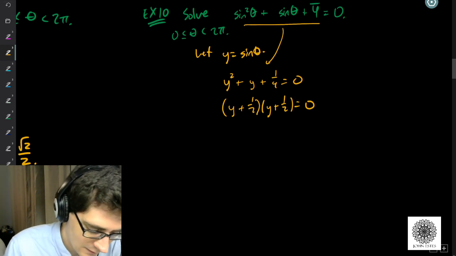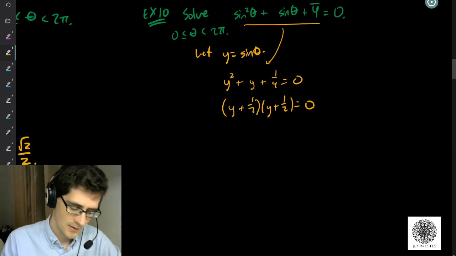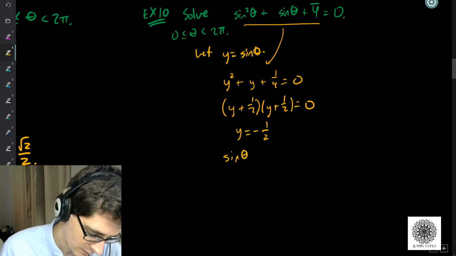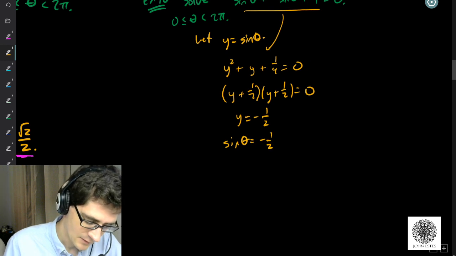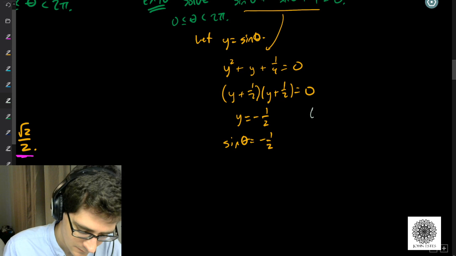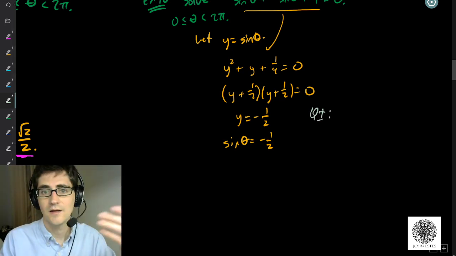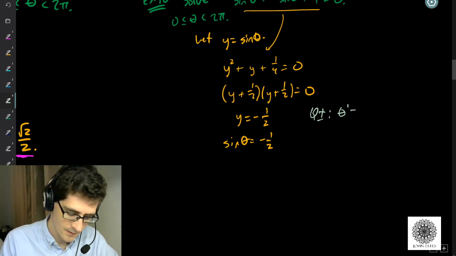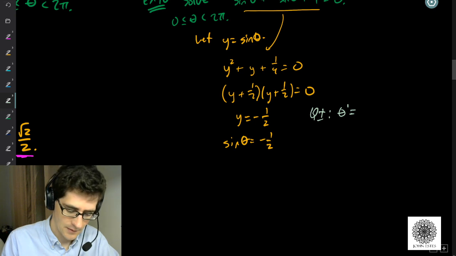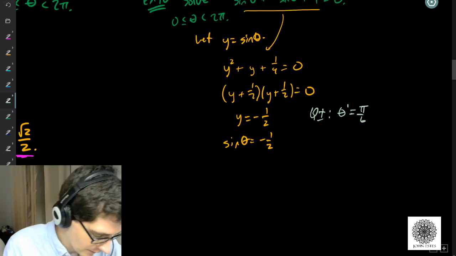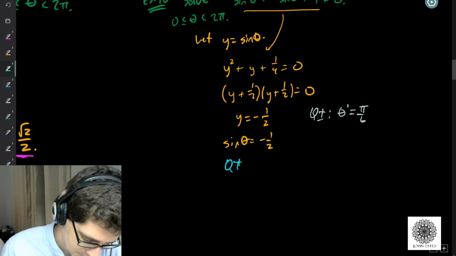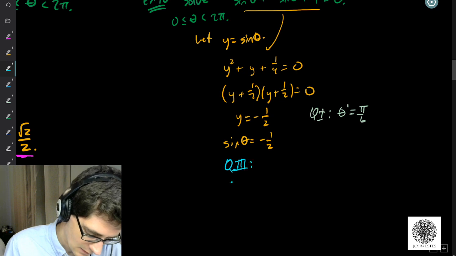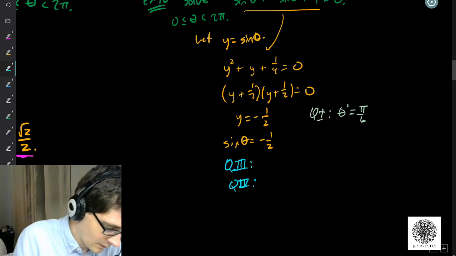So this quadratic, I say it's quadratic because we had a sine squared, this actually just ends up with a solution y equals negative 1/2 or sine theta equals negative 1/2. Okay, so now we think quadrant 1. If I had sine equals positive 1/2, my reference angle, which I'll call theta prime, would be, when does sine equal 1/2? At pi over 6. Okay, so then when is sine negative? Quadrant 3 and quadrant 4. We got to have solutions for both of those.